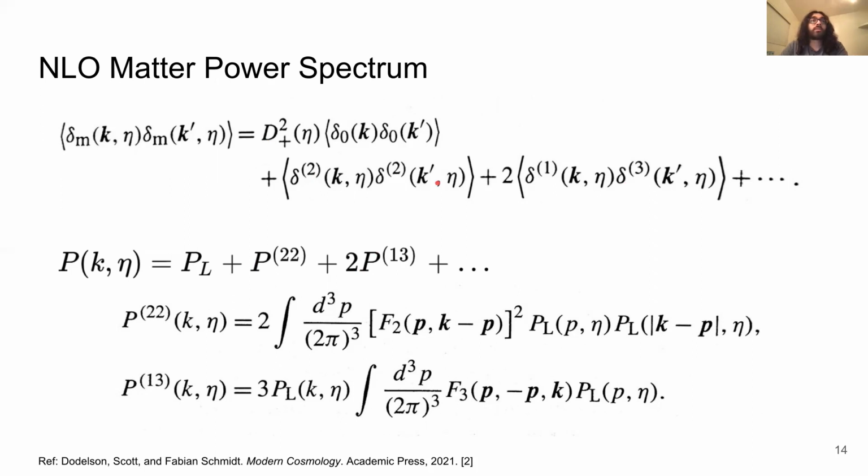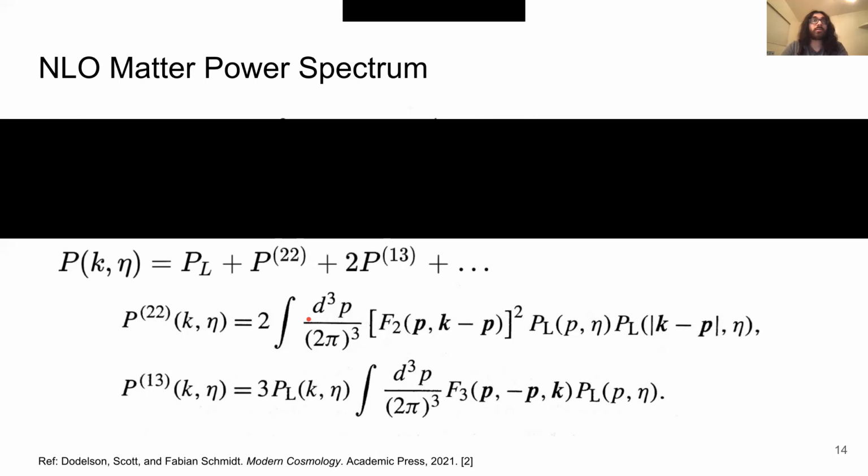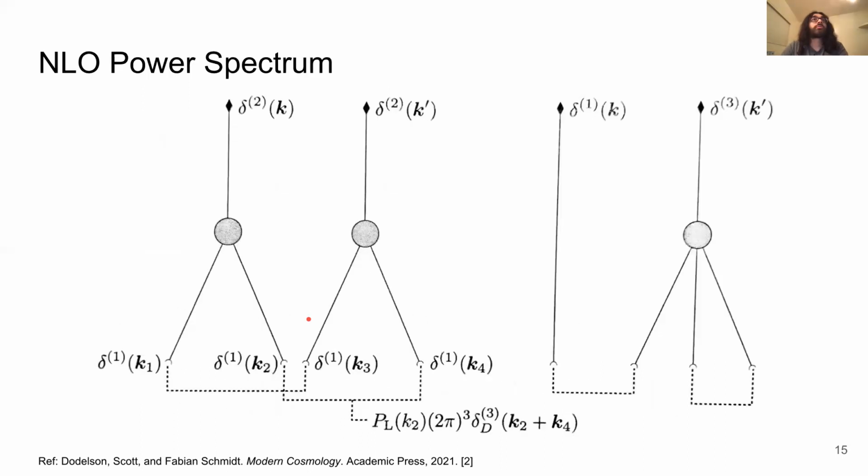And these actual power spectra are given here, but again, it's easier, I think, to see this in the tree schematic. So here we have two second order corrections. So we have two trees.